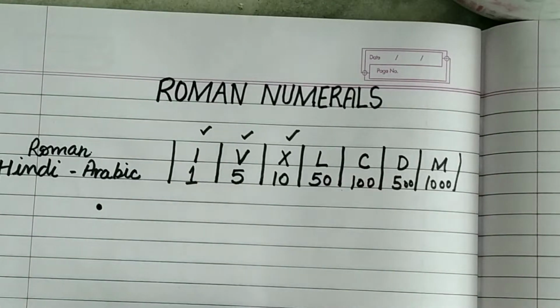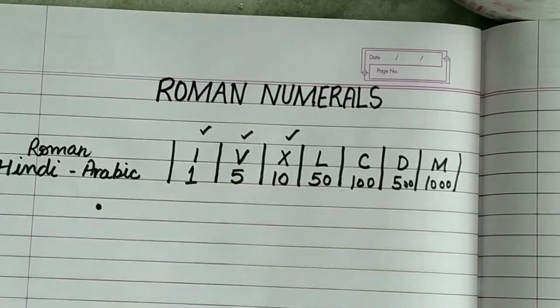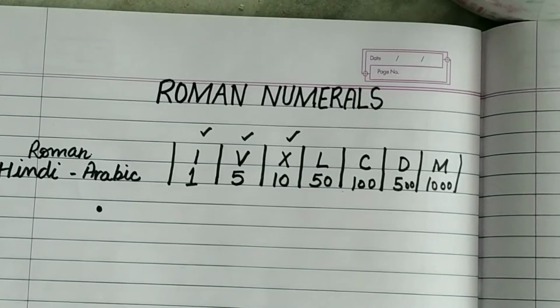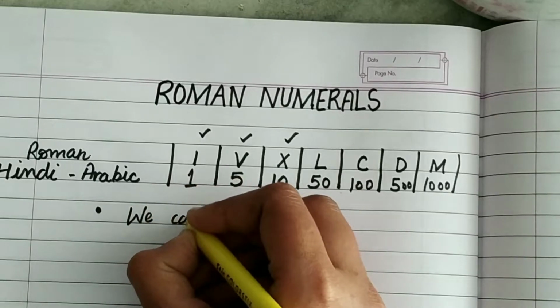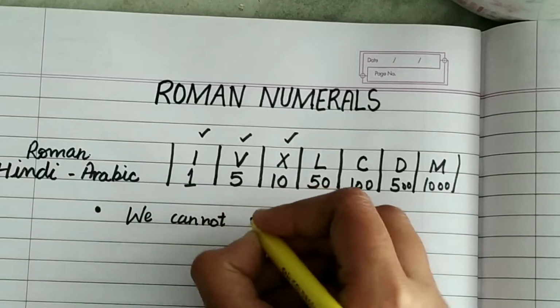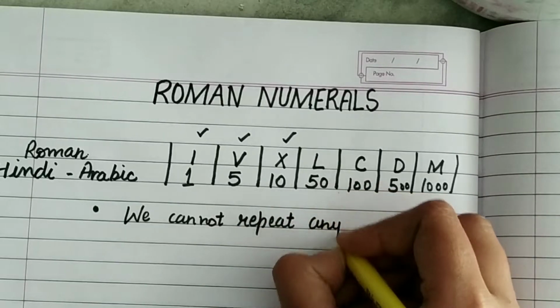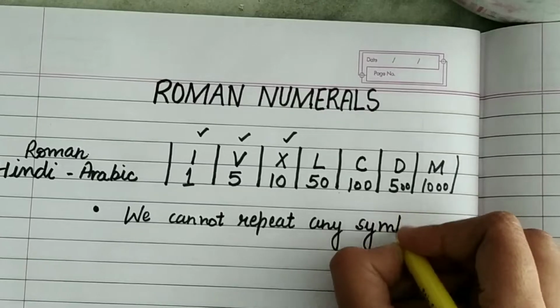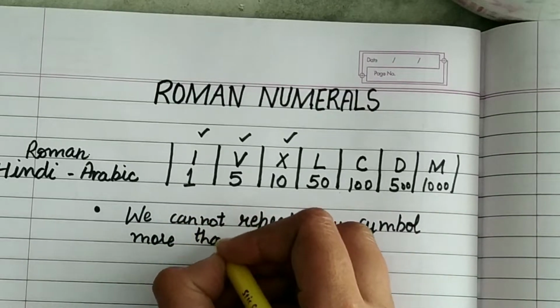Rule number 1, as I told you earlier also, is given on page number 19 of your book. The first point is we cannot repeat any symbol more than 3 times.